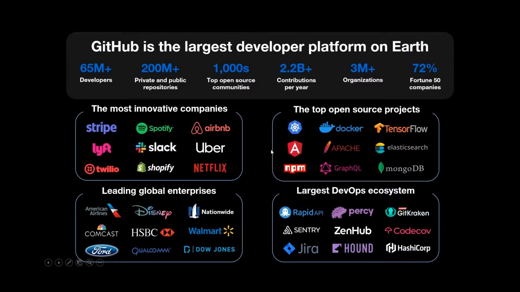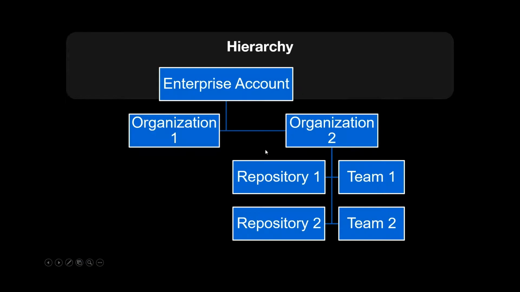All right, let's keep going. So what I wanted to talk about first is what happens when you implement GitHub in the enterprise. I want to make sure that we understand the setup, the hierarchical structure of GitHub, right?